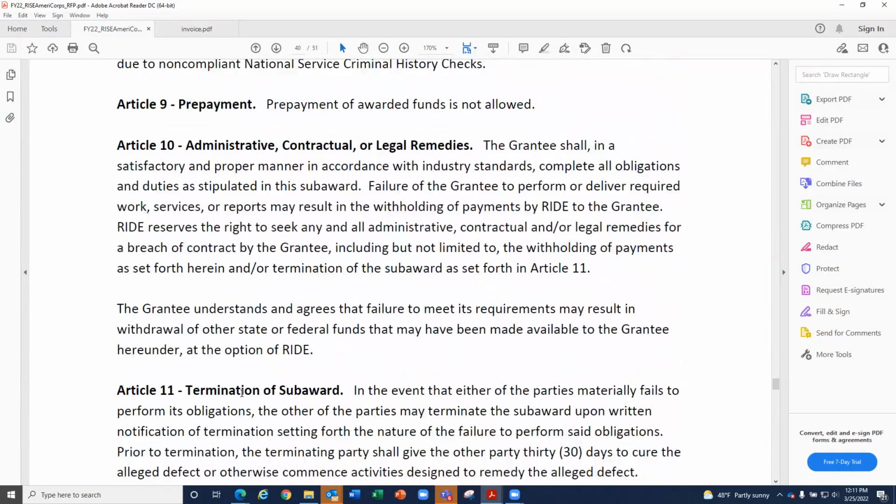Just to note that prepayment of grant funds before the grant period starts, which is July 1, any costs or requests for funding are not permissible. There's no prepayment allowed. So apologize for that, but that is how we manage the grants here.